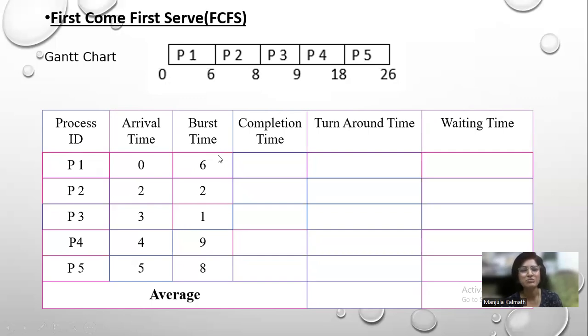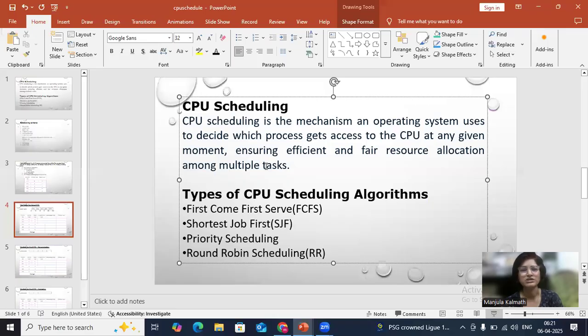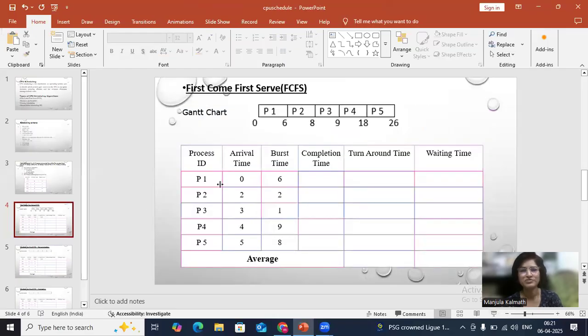So how is completion time calculated? What is the formula for the completion time? In order to find the completion time, we have a Gantt chart. We have to put the Gantt chart and go for the calculation of the completion time here. In this, we have first come first serve.